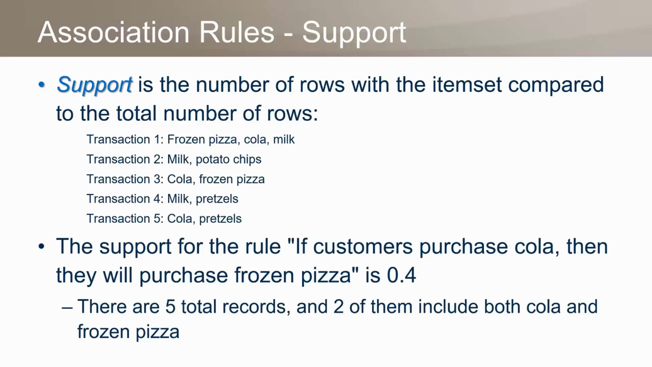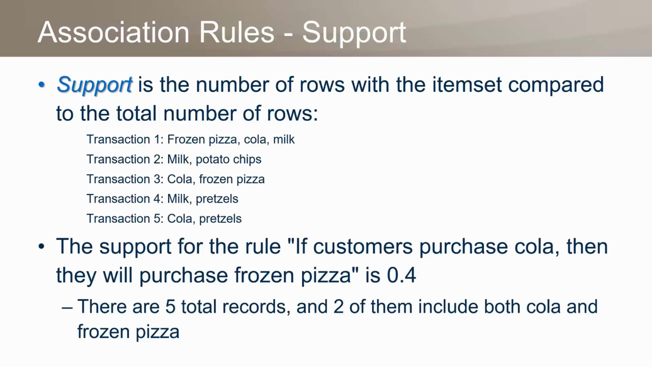Is there any difference between these two sentences? Is one order better than another? Let's look at the combination milk potato chips. This combination appears once in 5 rows, so support is 0.2. Now let's try to express these rules. If milk, then potato chips, and also the opposite or turned around rule, if potato chips, then milk.